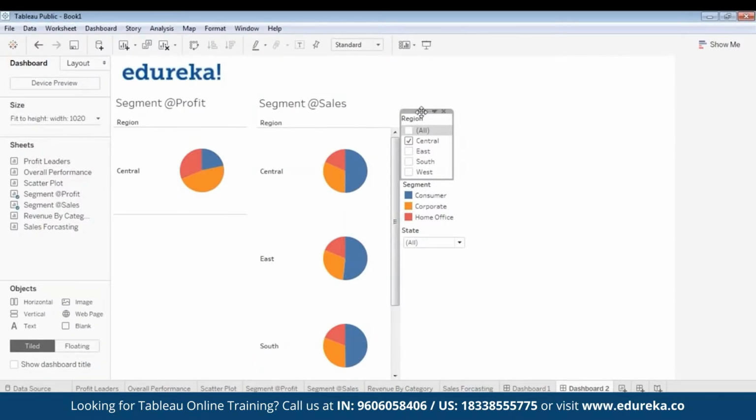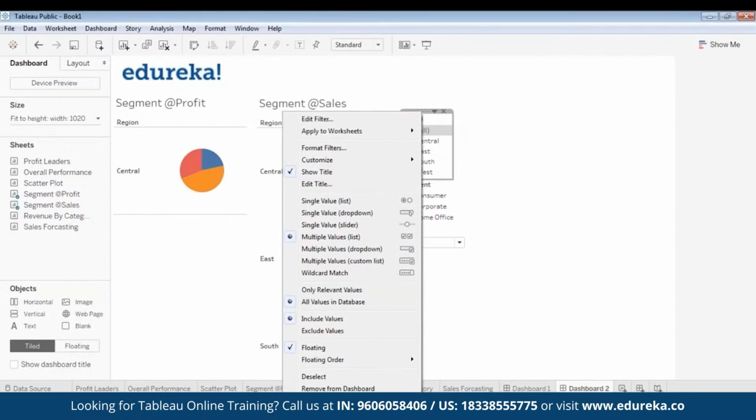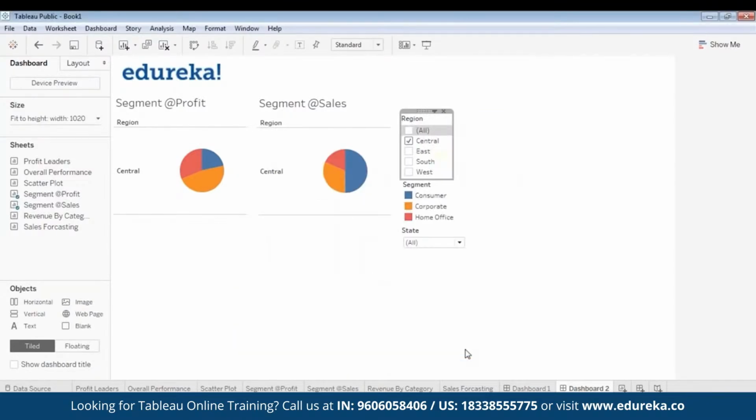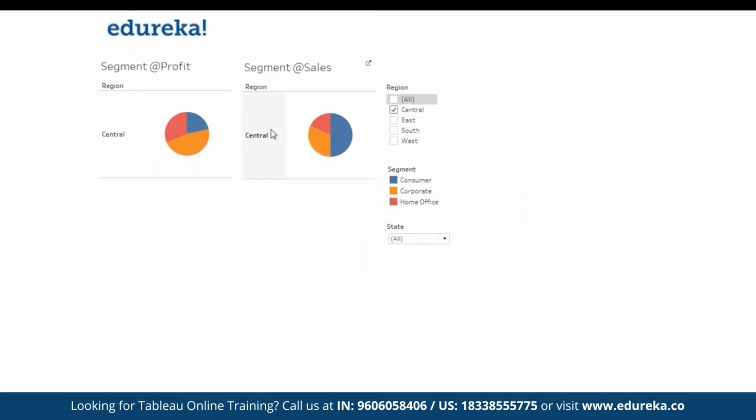How to do that? Right click on this, apply to worksheets, selected worksheets. Click on selected worksheets. You will get a list of worksheets which are there on this dashboard. So right now my segment at the rate sales is also there, right? I can select this sheet as well and then click on OK. So now if I go back, you can see for both, central region it's showing.